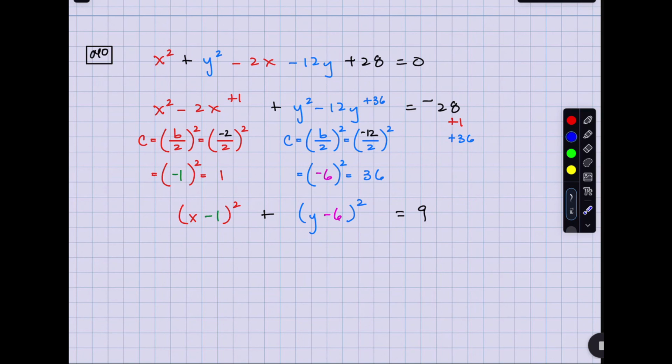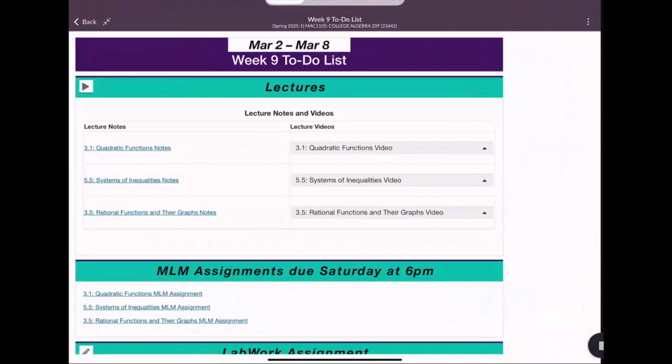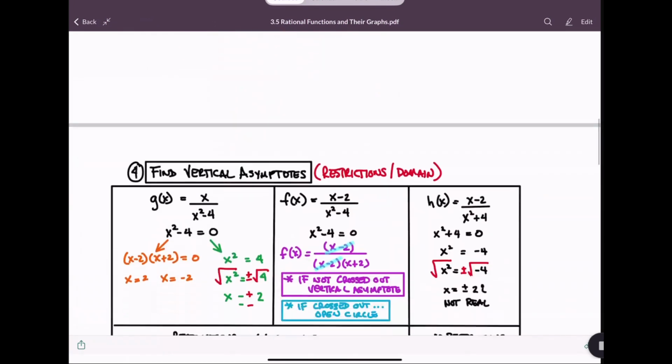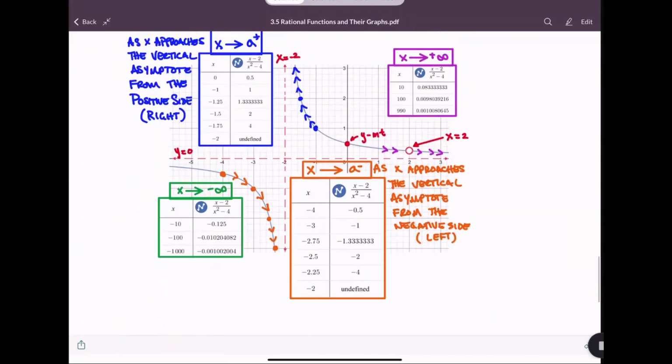Next week is going to be really hard. I need to mentally prepare. So I'm going to tell you what the hardest part is. It's going to be 3.5. 3.5 will be your hardest notes, because there are 6 steps here, and that's just to plot a rational exponent.